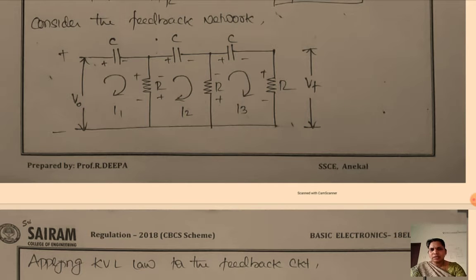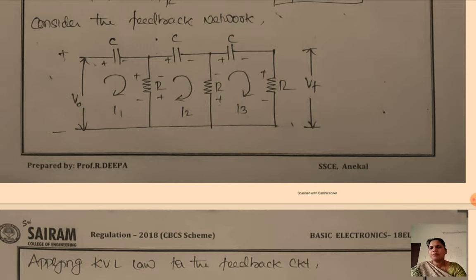As we have seen in the feedback network, we have three RC sections. The current across the first RC is represented as I1, in the second section it is I2, and in the third one it is I3. So there are three loops, and let us write the equations by applying Kirchhoff's voltage law.